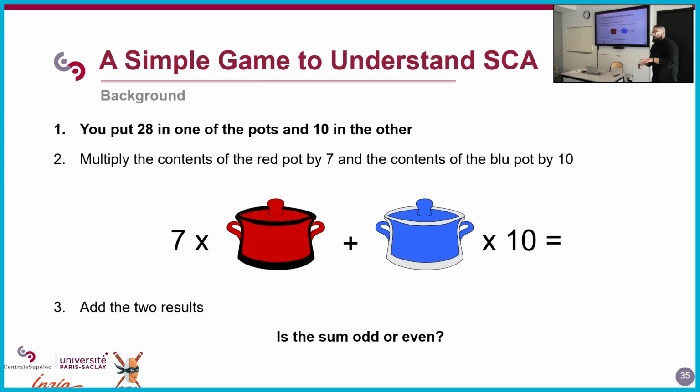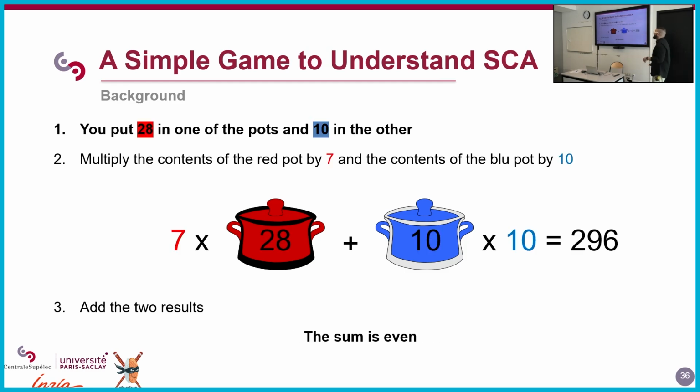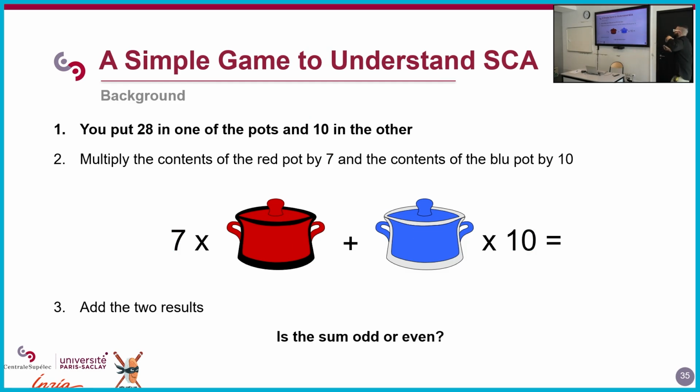So just to pass the message of side channel attacks, let's do a game. We have two pots, a red pot and a blue one, and we have two numbers, 28 and 10. Can we understand which number was put into which pot by looking at the final result, multiplying by 10 the content of this pot and by 7 the content of this pot?